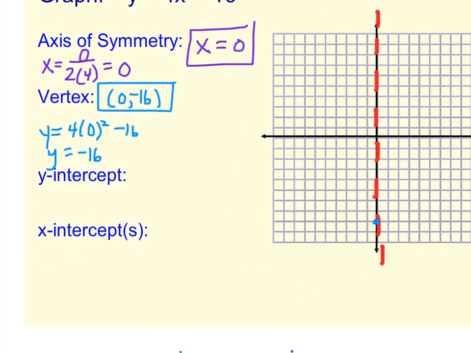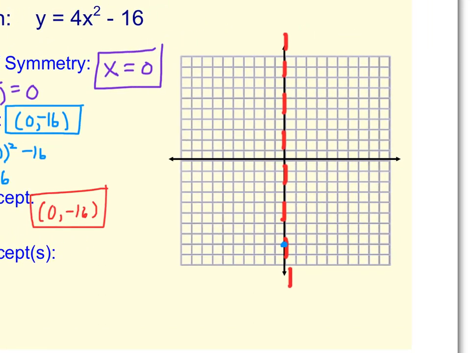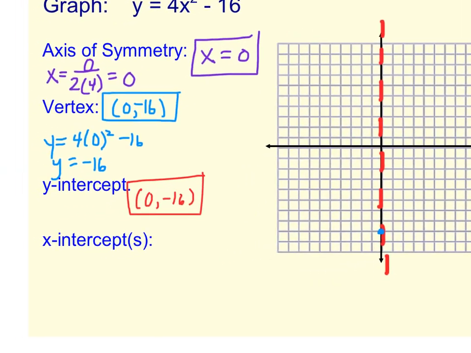So now let's go back to the y-intercept, which is when you plug in a 0 for your x. Well, plugging in a 0 for x is actually what we just did. So I already know that we're going to get 0, negative 16, which we also just plotted. So in some of these examples, if your axis of symmetry is on the y-axis like this one, that means that your vertex will be on the axis of symmetry and your y-intercept will be the same point as your vertex. All right, so we need some more points to graph, so let's go ahead and find our x-intercepts.